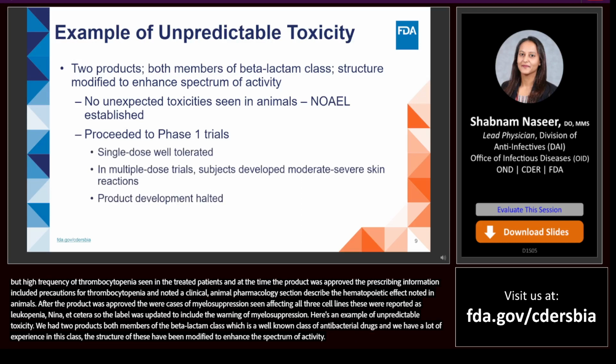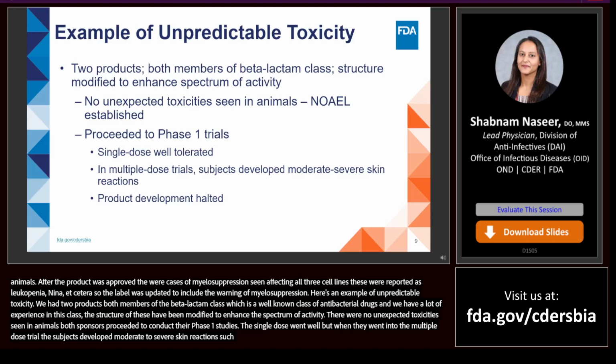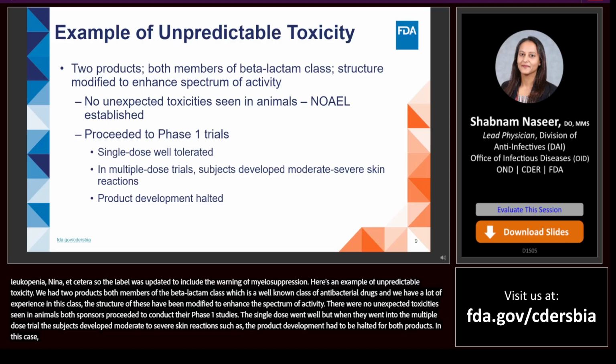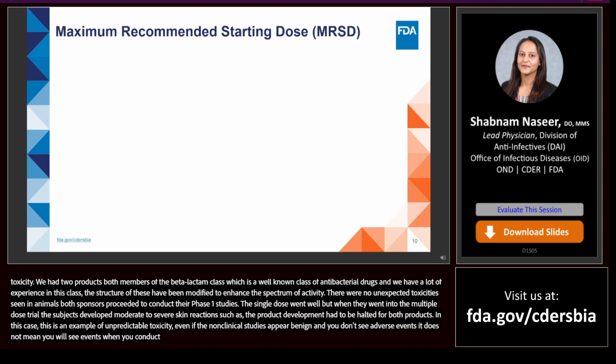The single dose went well, but then when they went into the multiple dose trial, the subjects developed moderate to severe skin reactions, such that the product development actually had to be halted for both products. So this is an example of unpredictable toxicity, and even if the non-clinical studies appear benign and you don't see any adverse events, it doesn't mean that you're not going to see events when you conduct the study in humans.